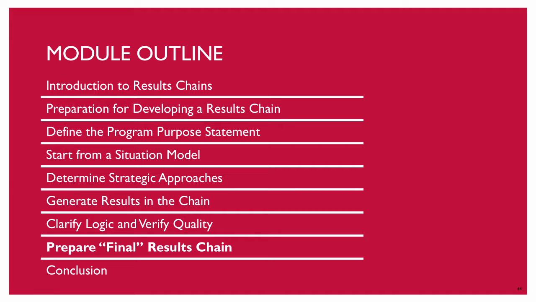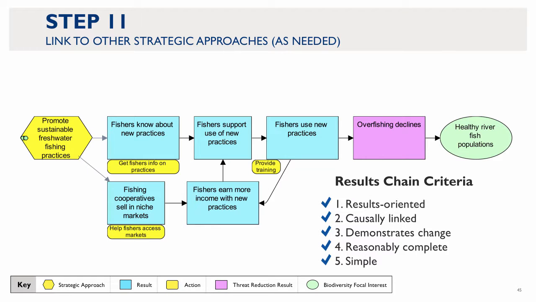In the last presentation, we verified that the results chain met the criteria of a good results chain. In this presentation, we'll start to prepare the final version of the results chain. You can follow along in How-To Guide 2 on pages 21 and 22. Here is the results chain from the Grand River example where we left off in the last presentation.